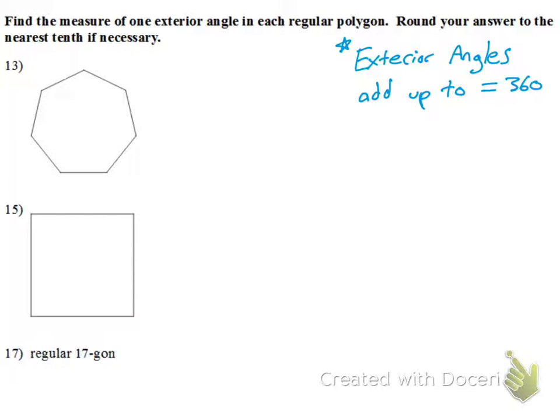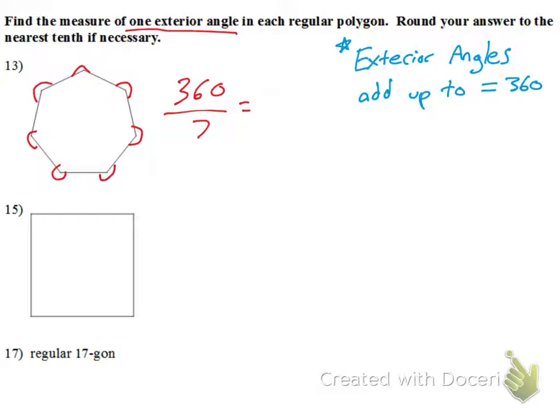All right, now this one's saying find one exterior angle. So now we're on the outside. Exterior angles add up to 360. So I have 1, 2, 3, 4, 5, 6, 7. So there's 7 exterior angles. If we look at our notes, we will see that the equation is 360 divided by the number of angles, which was 7.